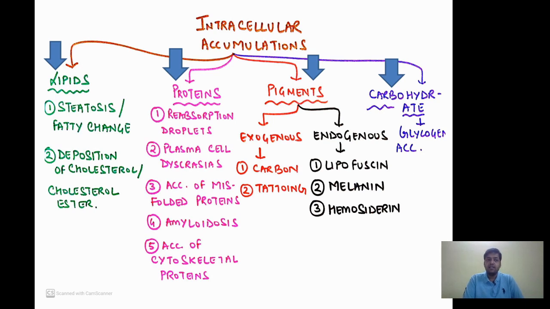So at the level of the lipids, okay, what are the intracellular accumulations that we are watching? We are having steatosis or fatty change. We are having deposition of cholesterol or cholesterol ester. At the level of proteins, we are having reabsorption droplets, plasma cell dyscrasias, accumulation of misfolded proteins, amyloidosis, and accumulation of cytoskeletal proteins. Now the different kinds of pigments, okay, pigments can again be divided into two main types. They can be exogenous or they can be endogenous pigment. So exogenous pigments are carbon and even the tattooing that we are having, and the endogenous pigments are lipofuscin, melanin, and hemosiderin. Now the carbohydrate in our body that accumulates is basically the glycogen accumulation.